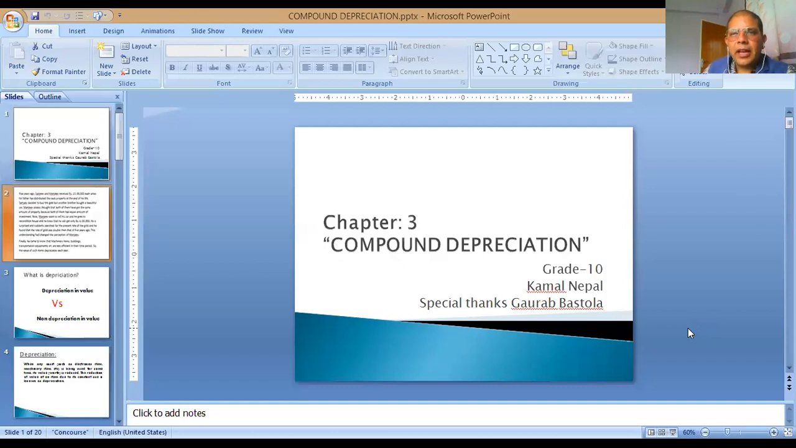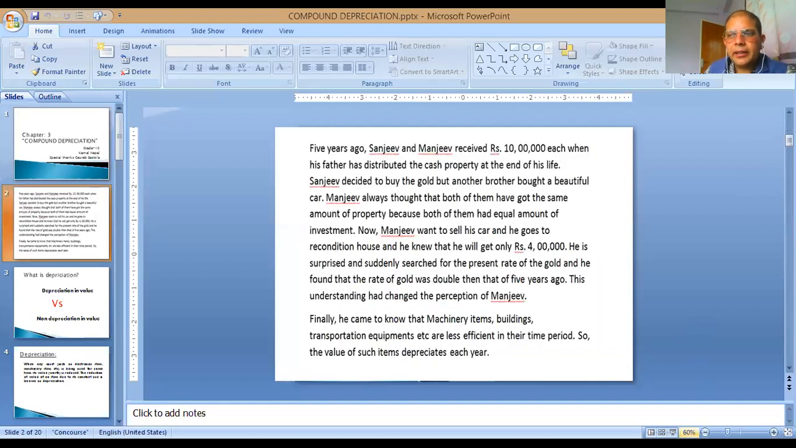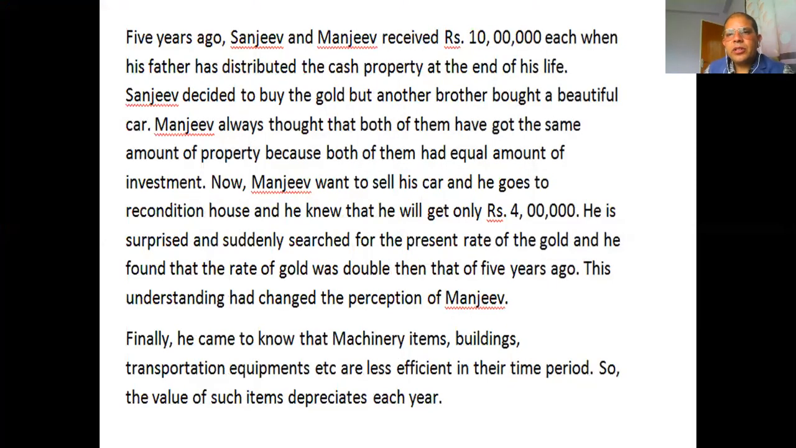Now I want to start my class. I want to start this chapter with a short story. I hope this story helps you take some concepts in this chapter. So first you should read this story sincerely, then catch some events. These events are important for your conceptualization and for solving problems in this chapter, depreciation.